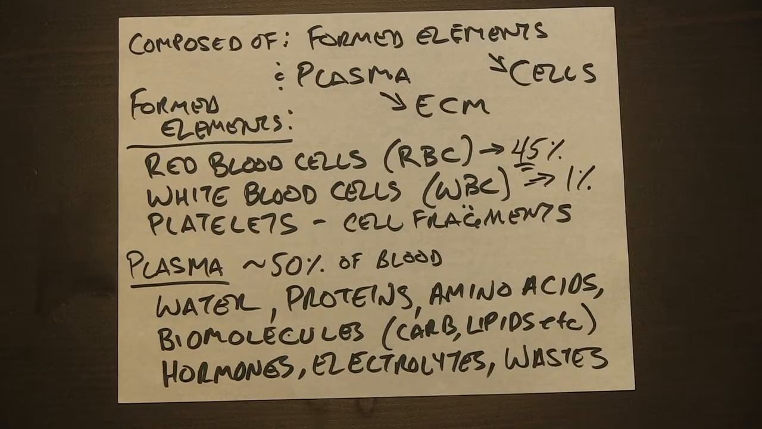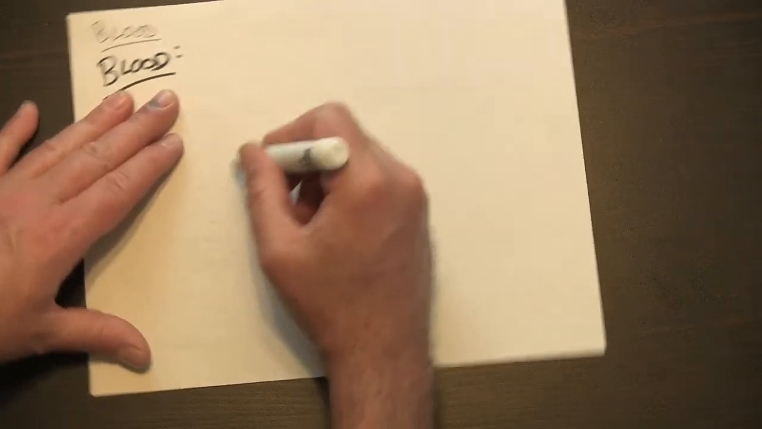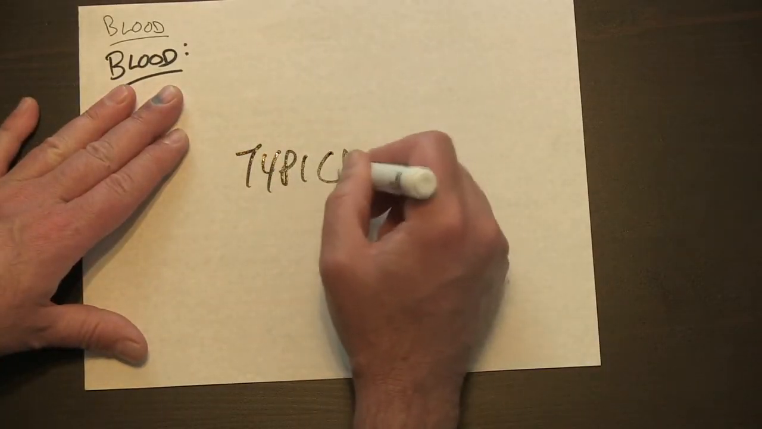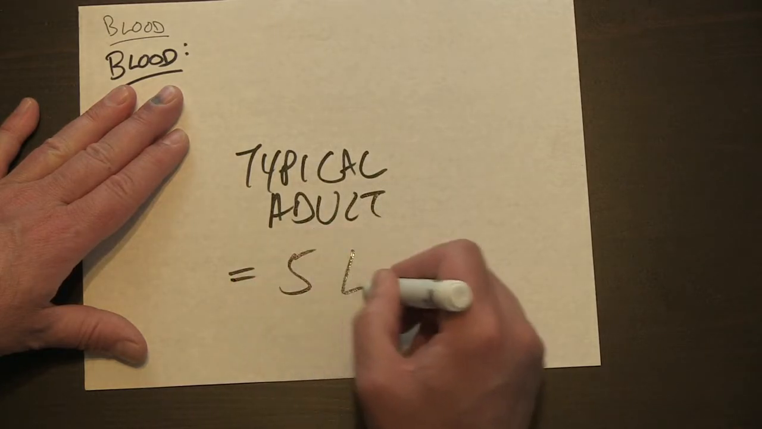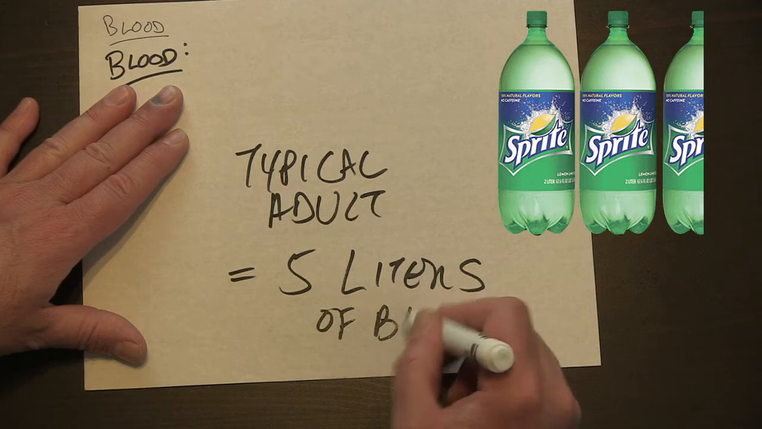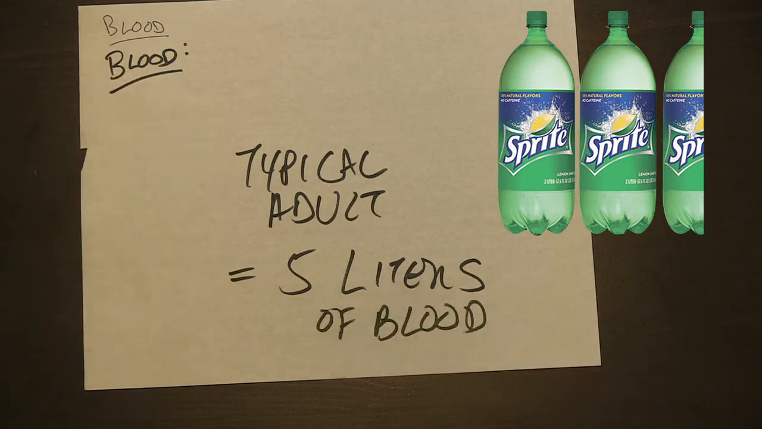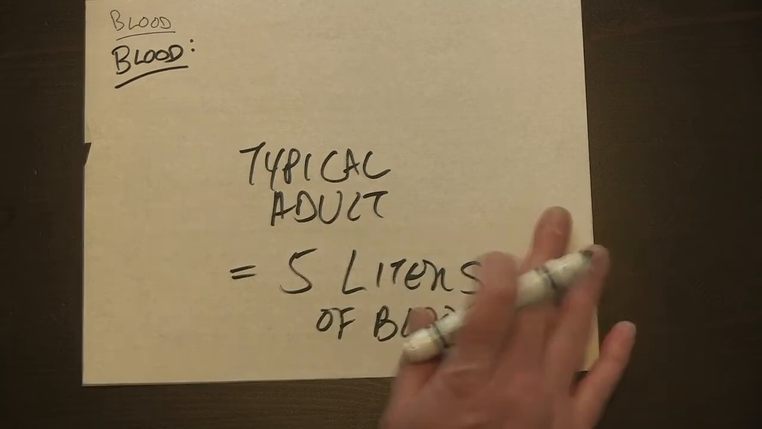How much blood do we have in our body? I wish it were interactive. A typical adult has about 5 liters of blood. Okay.